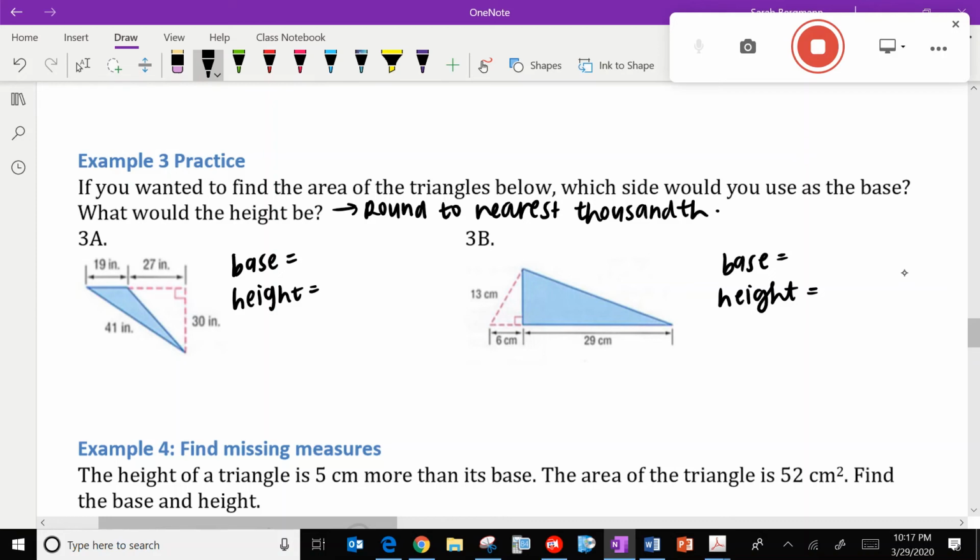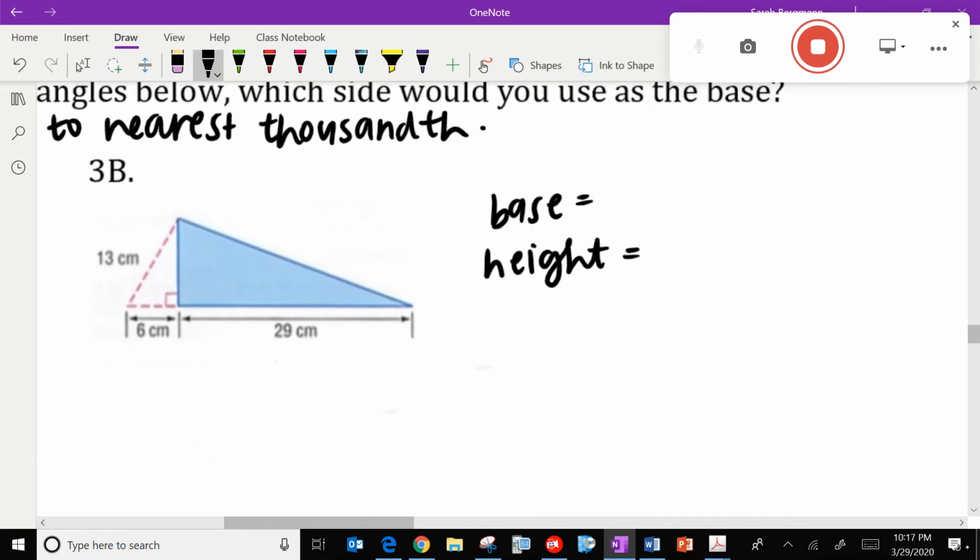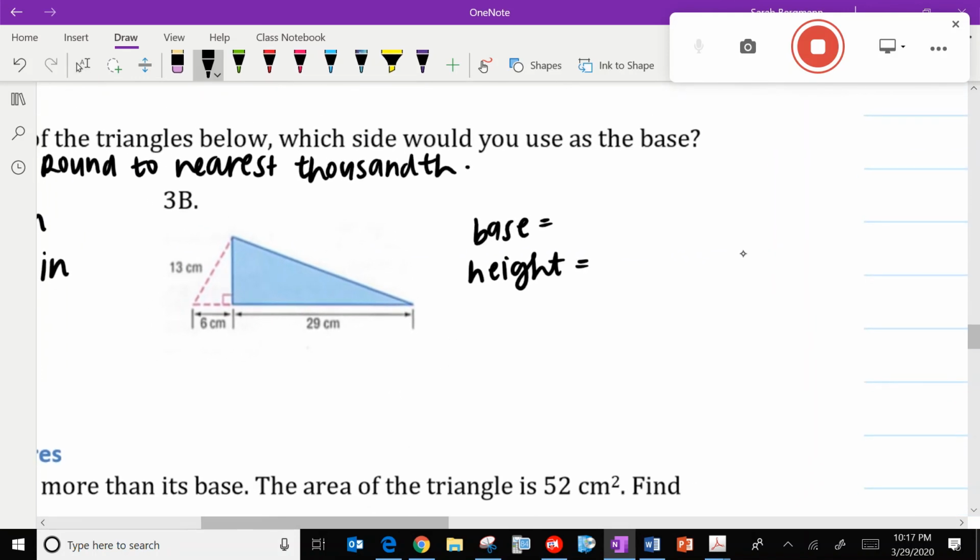Okay, so hopefully for this one, you said that the base should be this side, 19 inches, and the height would be the perpendicular, 30 inches. The reason I chose 19 as the base is because it's the only side on here that I have something perpendicular to. Next, for 3B, the base, I see I have this side, 29 centimeters, is perpendicular to this side. So the base is 29 centimeters.